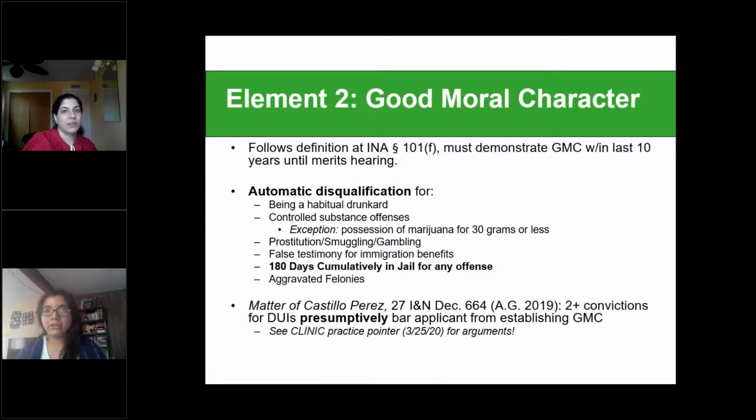But even if you see those two or more DUIs in that 10-year period, we did include in the handouts the clinic practice pointer for how you can overcome that bar. So get creative in those arguments: are there psych evaluations that we can get for your client to prove why this shouldn't bar them from demonstrating good moral character? So it's not lost, it's just much harder.